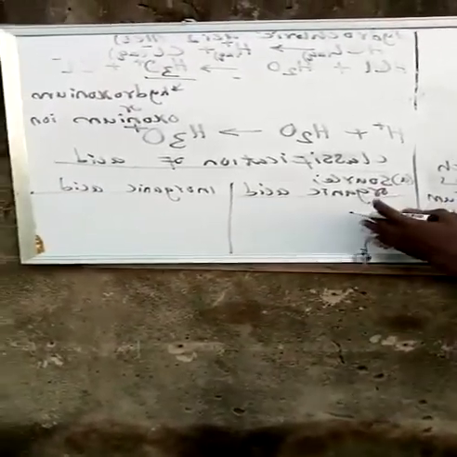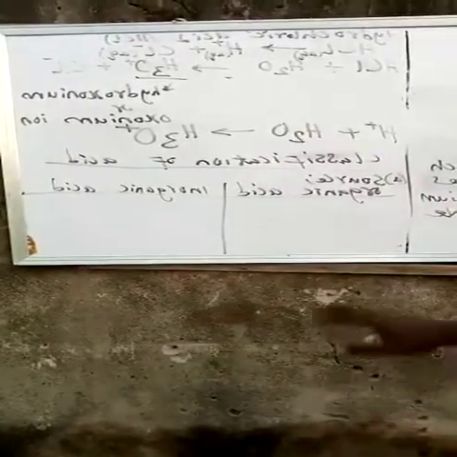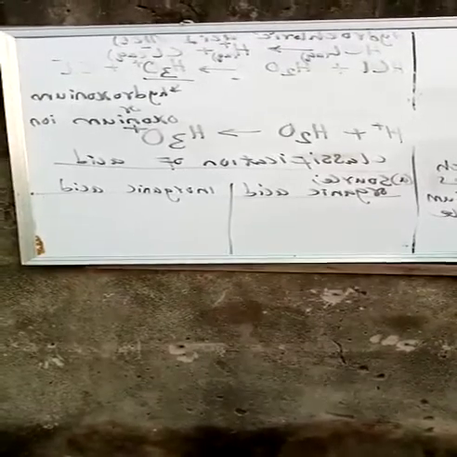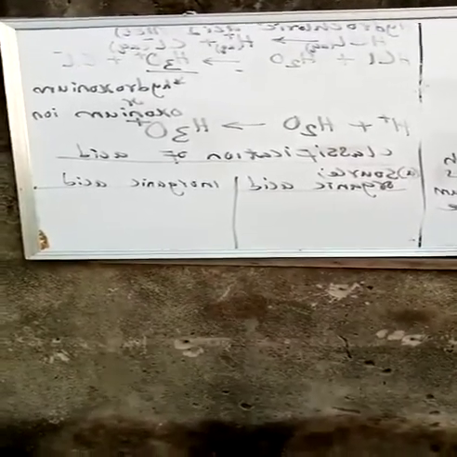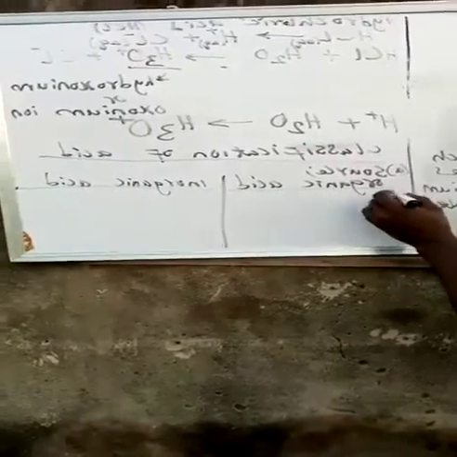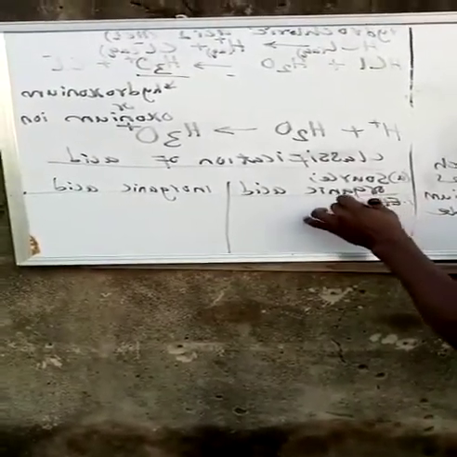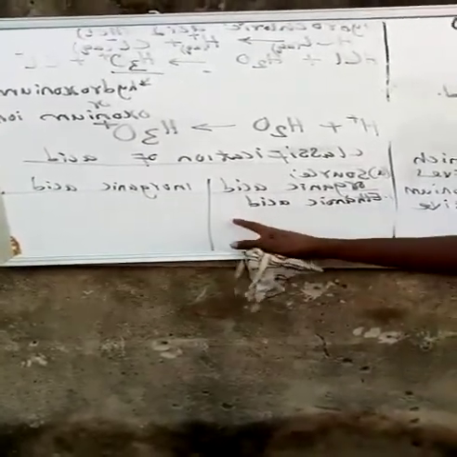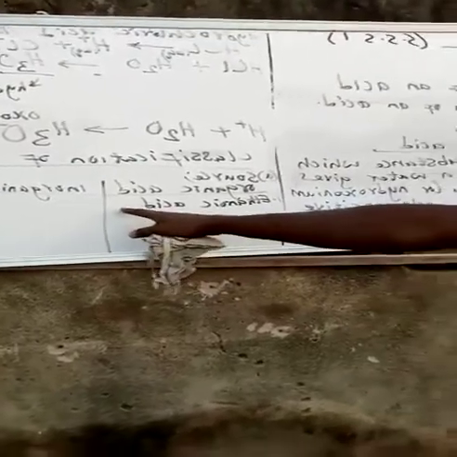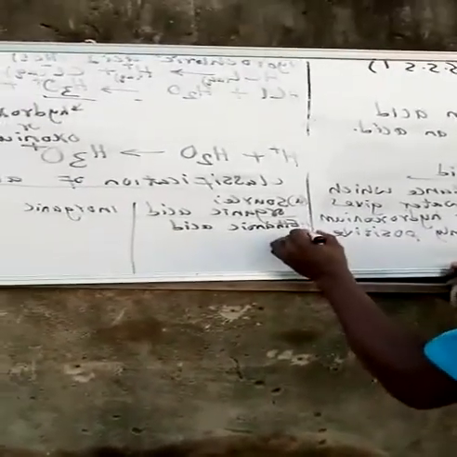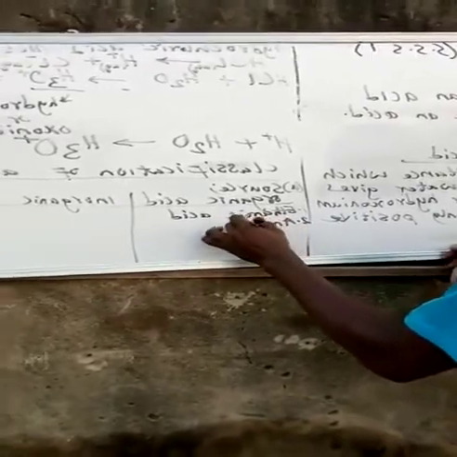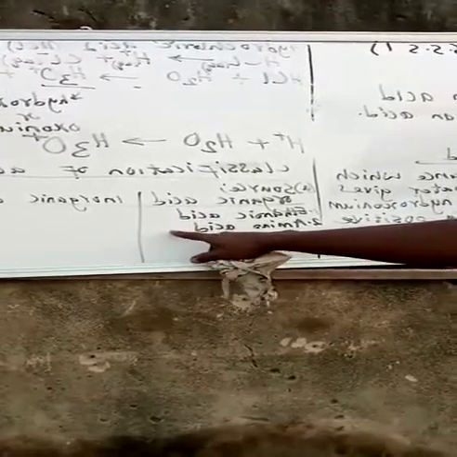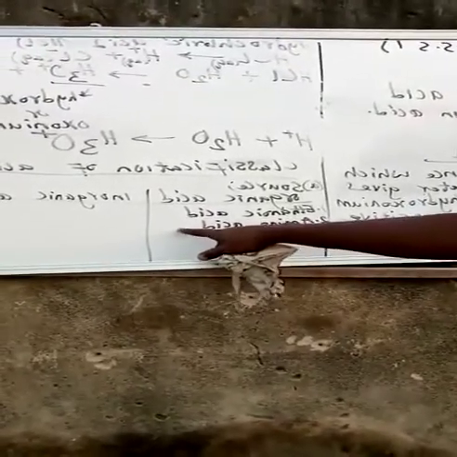The organic acids are acids that are majorly found in food materials. They are acids found in living food materials. Example is one, ethanoic acid. Ethanoic acid is found in vinegar. It's the acid of the vinegar. We have two, the amino acid. Amino acid is found in protein as the end product of any protein food substance.